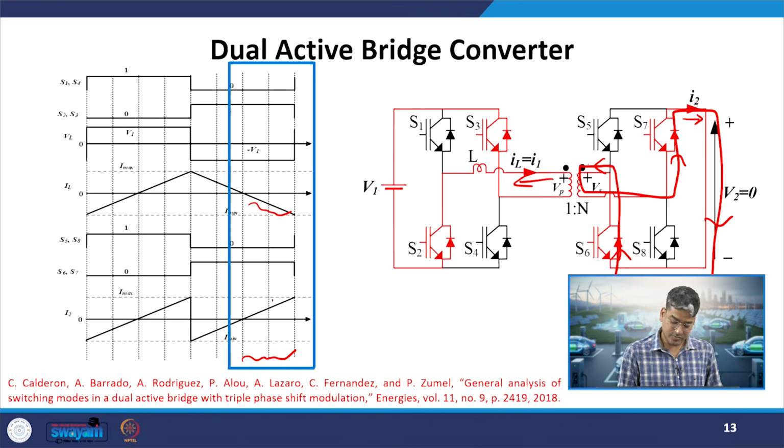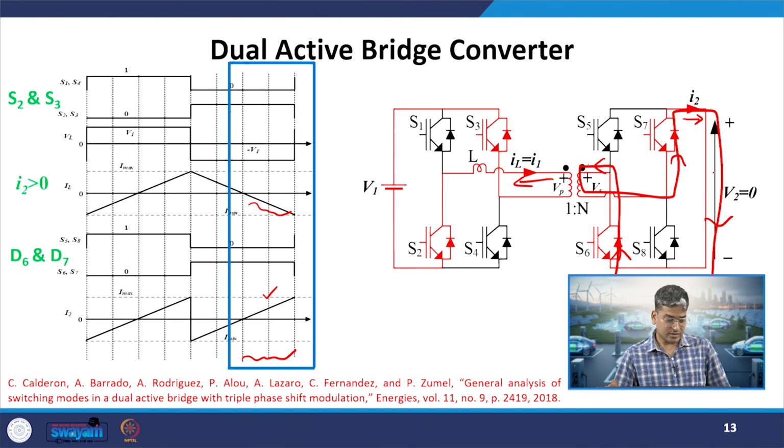So, I2 is positive, and which devices are in the conduction path? If I see, the current is flowing upwards to the device. So, obviously the antiparallel diode will come in the conduction path. Okay. So, the devices which are in the conduction path are S2 and S3 and D6 and D7 on the secondary side. Okay. So, till now what we have seen? We have seen the entire negative cycle of this curve. Okay. So, when I combine all the 4 quarters, I will see the entire cycle.